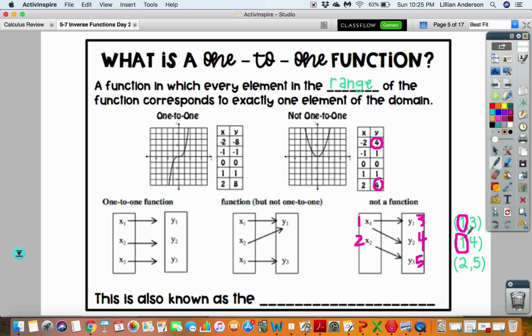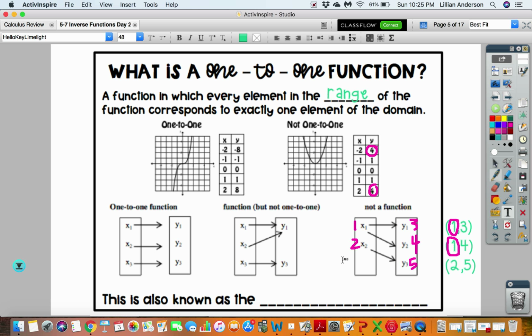The only way that you can have a one-to-one function is that it had to be a function to begin with. Please make sure you make a note of that. The only way to be a one-to-one function is that it was originally a function.